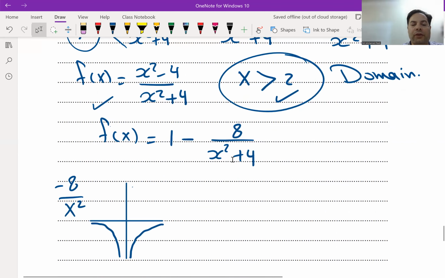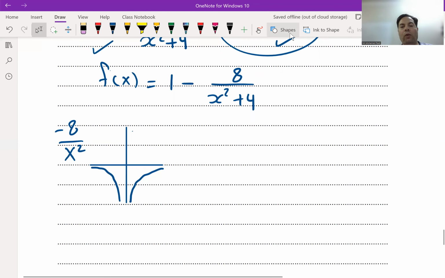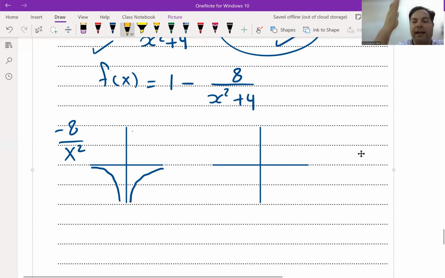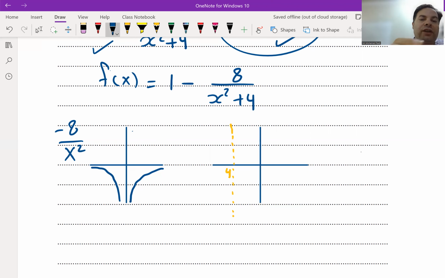Plus 3 means we'll move to the left. How many units? Change the sign. When you move to the left, how many units? It's 4 units to the left. So the vertical asymptote line, which is at the y-axis, will shift to the left-hand side 4 units, and I sketch the graph again. So the graph will be like this.